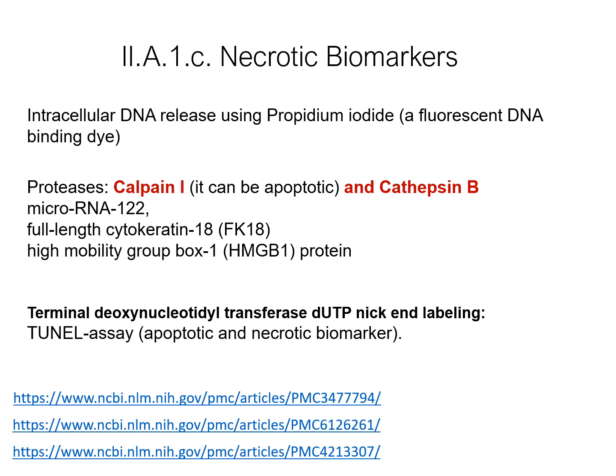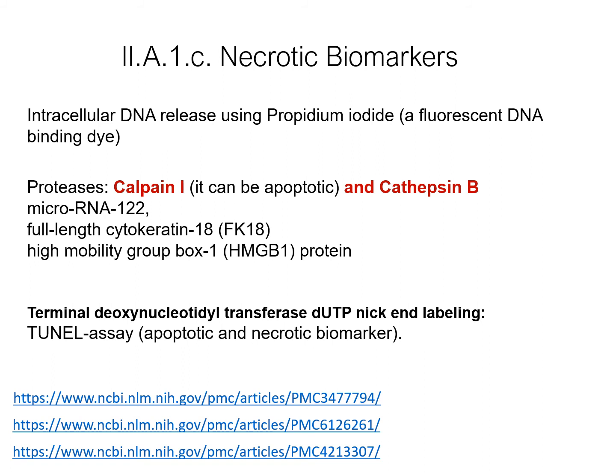For instance, a common biomarker for necrosis is the intracellular DNA that becomes accessible after disruption of the cell membrane. So to measure intracellular DNA release, we can use propidium iodide, which is a fluorescent DNA binding dye. And actually, this is routinely used in flow cytometry as a secondary marker for necrosis.